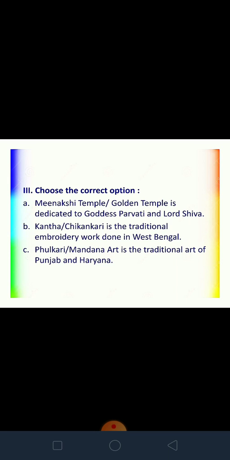Kantha or chikankari is the traditional embroidery work done in West Bengal. It is Kantha. We have discussed different types of heritage, the weaving, the painting, the dyeing techniques. All these are also the heritage of India. Kantha and chikankari, these are 2 types of embroidery. Kantha is done in West Bengal and chikankari is a popular art from Uttar Pradesh.